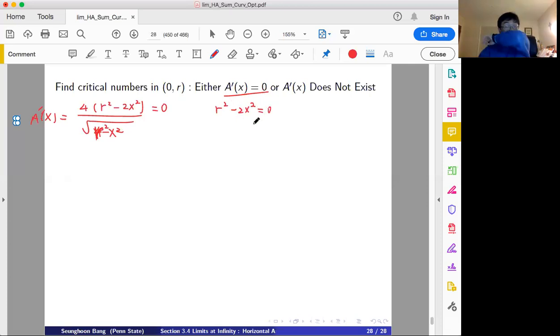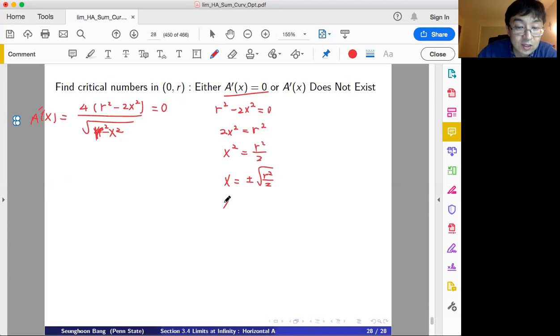You can add 2x squared to both sides. We have 2x squared equals r squared, so x squared equals r squared over 2. Take the square root: x is plus or minus the square root of r squared over 2. So x is plus or minus r over the square root of 2.